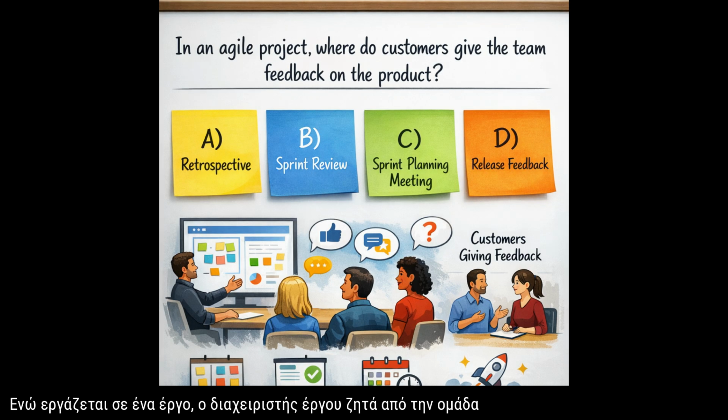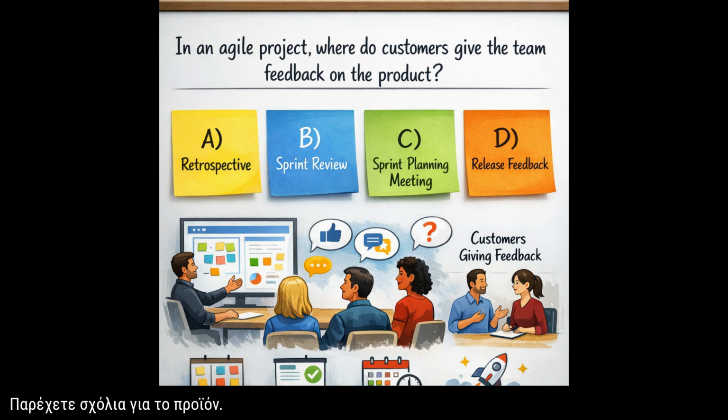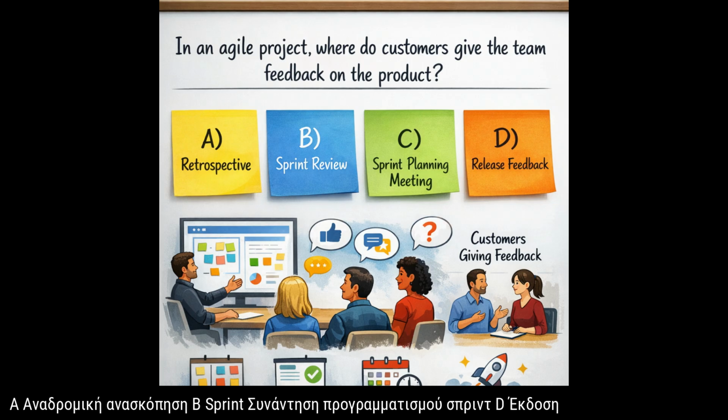While working on a project, the project manager asks the team to incorporate more user feedback into the deliverables. In an Agile project, there is a specific event where customers provide feedback on the product. In an Agile project, where do customers give the team feedback on the product? A. Retrospective. B. Sprint review. C. Sprint planning meeting. D. Release feedback.